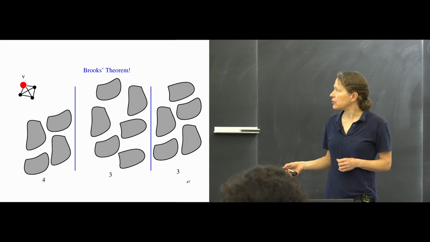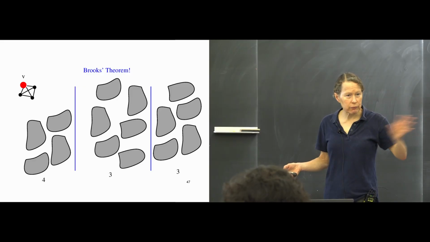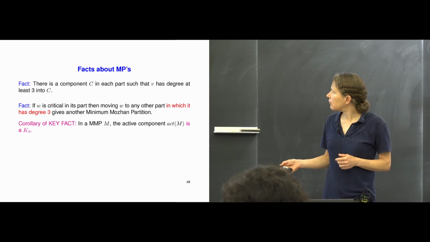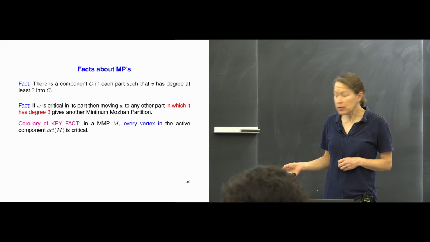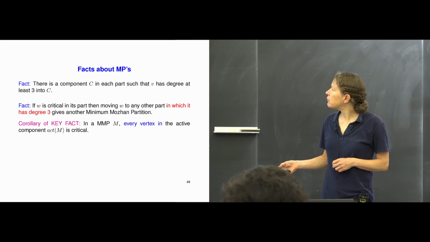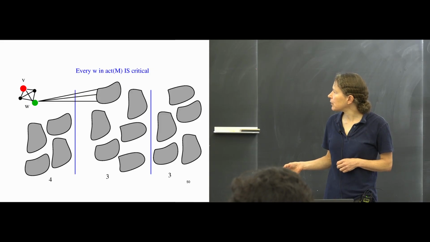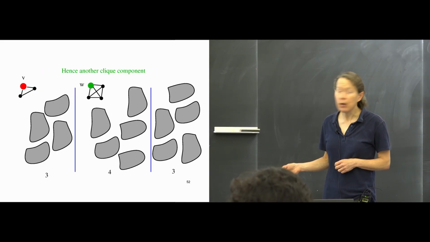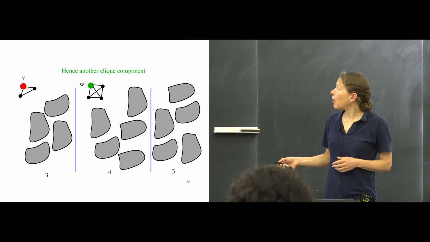Note then, every other vertex in this component is critical in its component. And remember, they can all move anywhere else. Whenever they do, when a vertex moves from here to somewhere where it has degree 3, the moment it steps into that component, it finds out that that component is also a K4, for the same reason. And so all these are critical.